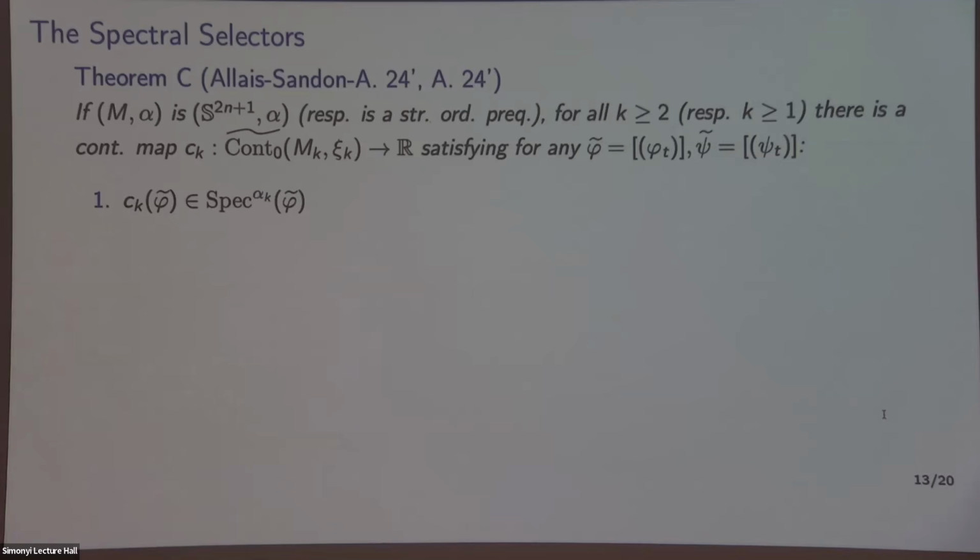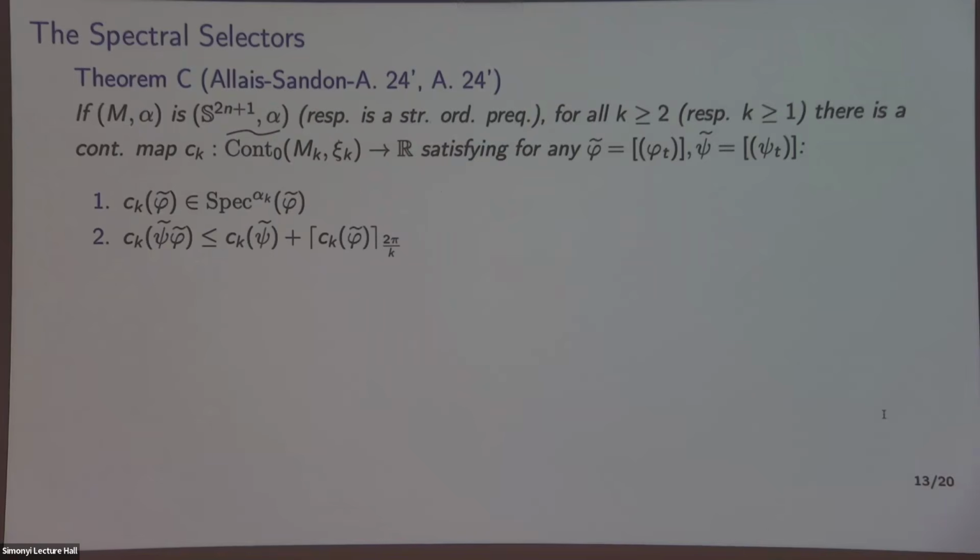So more precisely, what is this theorem C? You start with a prequantization, which is either the sphere over a projective space, as we have described, or a closed, strongly orderable prequantization. Then the theorem says the following: there exists a map that associates to an element of the universal cover a number C, which will be a translation of a translated point of phi tilde. And this map will also have other very nice algebraic properties.